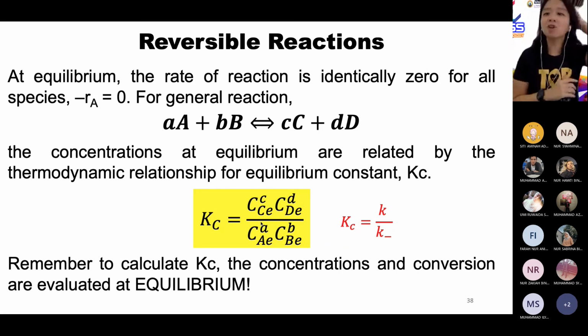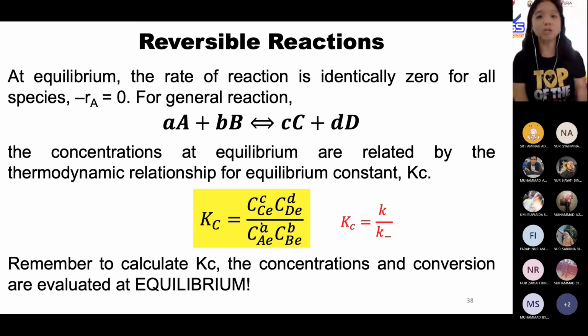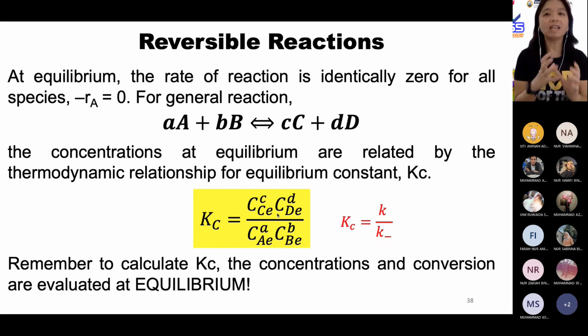So let's say katakan stoichiometric coefficient untuk C tu adalah 2, katakan untuk D 1. So dia akan menjadi concentration of C at equilibrium power of 2, concentration of D at equilibrium power of 1. Okay, itu yang atas. Yang kat bawah, concentration of all of your reactant at equilibrium as well. So bila kamu nak kira Kc ni, kamu kena make sure pengiraan tu mesti pada keadaan equilibrium. Dia tak boleh sebelum mencapai equilibrium.